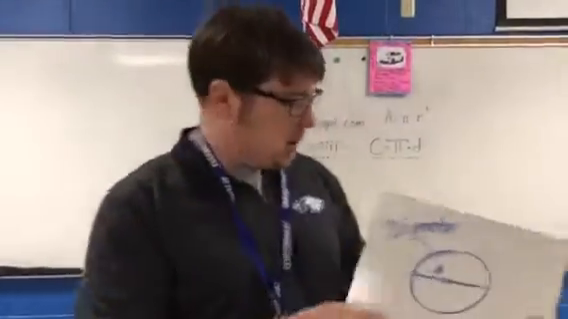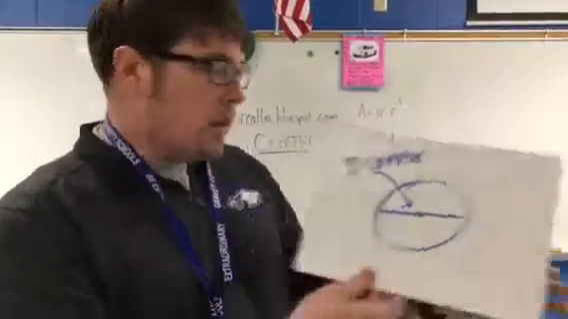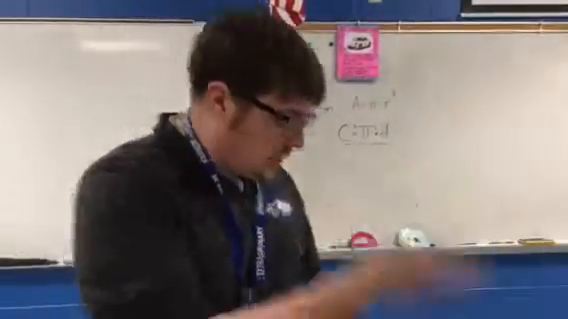The other thing that you need to know about circles is the diameter. The diameter is the distance from one side to the other, the width of the circle. Diameter goes from one side to the other, dissecting it in two halves.